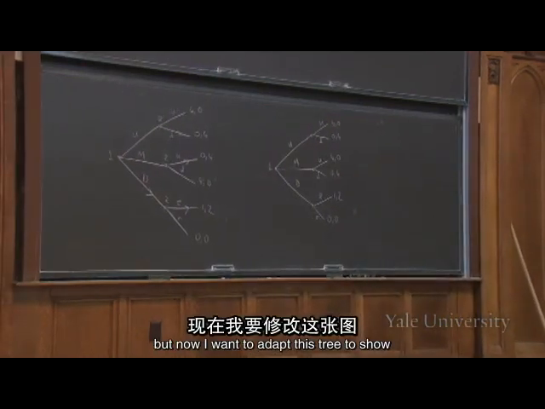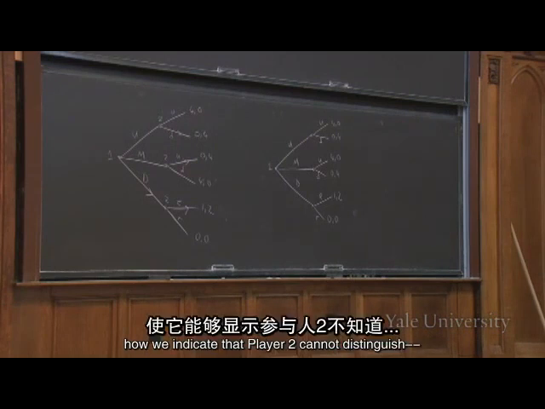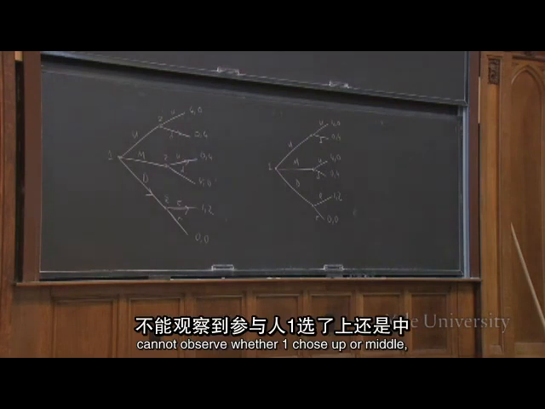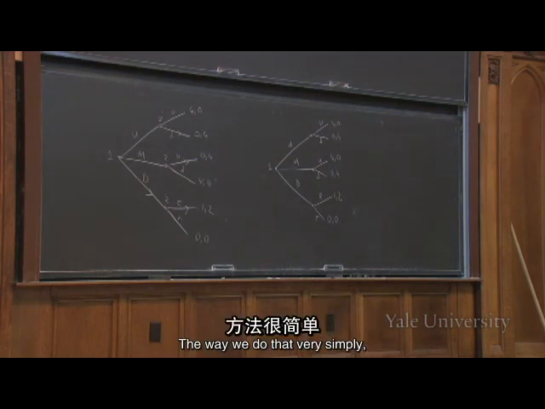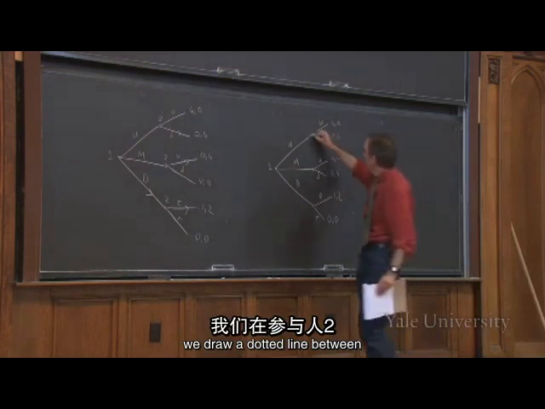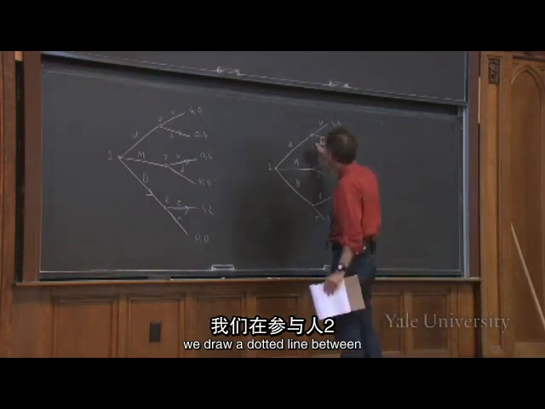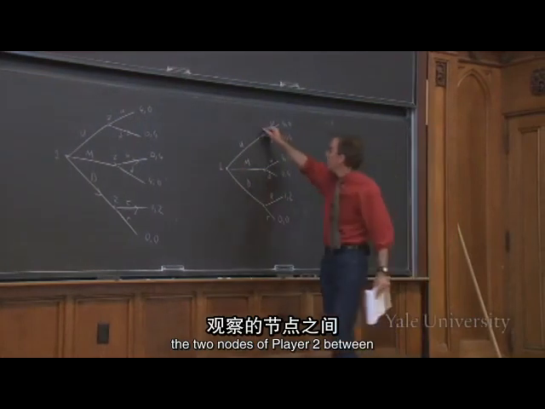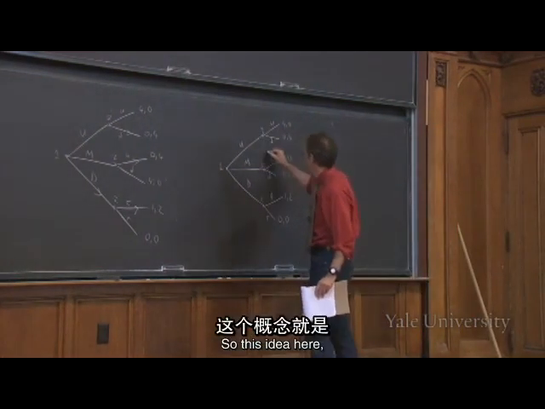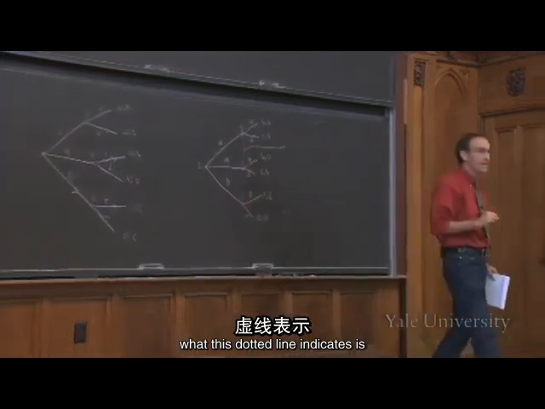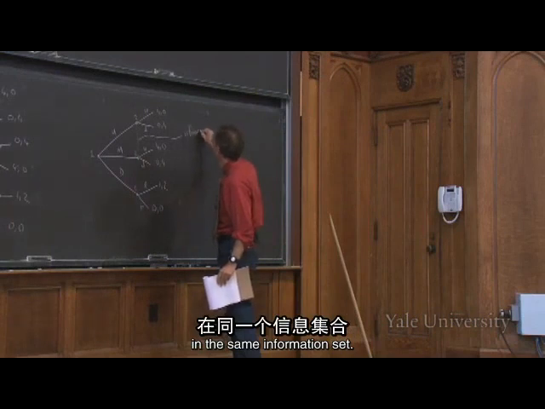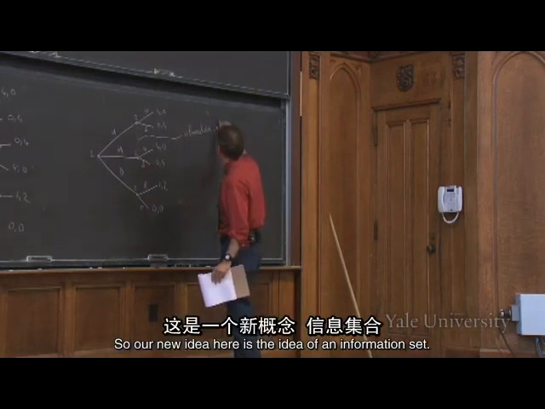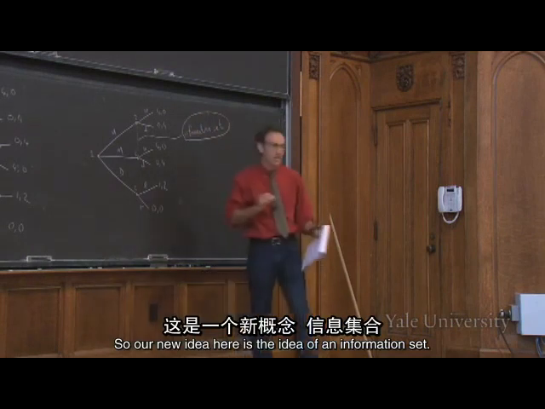But now I want to adapt this tree to show how we indicate that player 2 cannot distinguish, cannot observe whether 1 chose up or middle, but can observe if player 1 has chosen down. And the way we do that, very simply, we draw a dotted line between the two nodes of player 2, between which 2 cannot distinguish. So what this dotted line indicates is that these two nodes are in the same information set. So our new idea here is the idea of an information set.